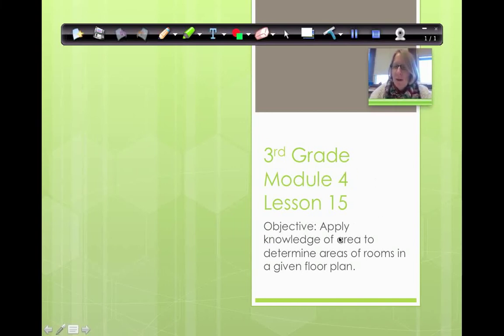Now, we're going to apply the knowledge of area to determine the areas of rooms in a given floor plan. So this is what an architect does. Now, you might find yourself that one day you're as amazing of an architect as Imhotep, who built the Great Pyramids. But for now, you have to start with basics. So let's figure out how to find the areas of rooms.